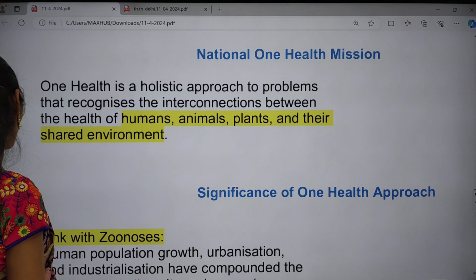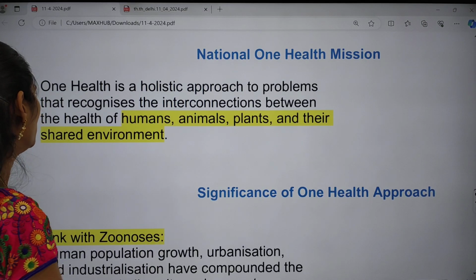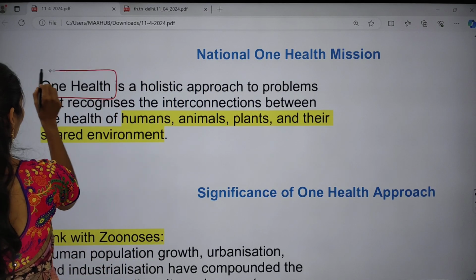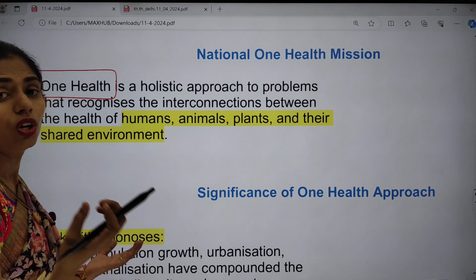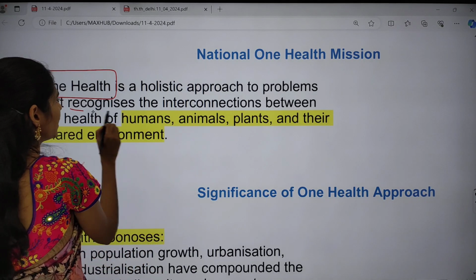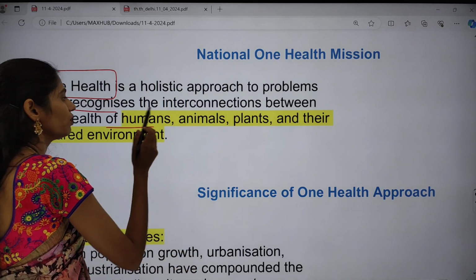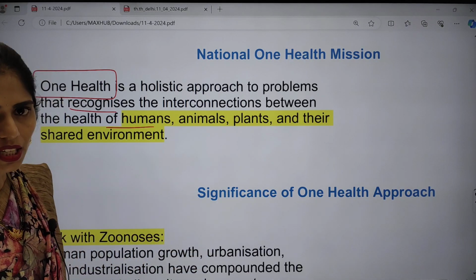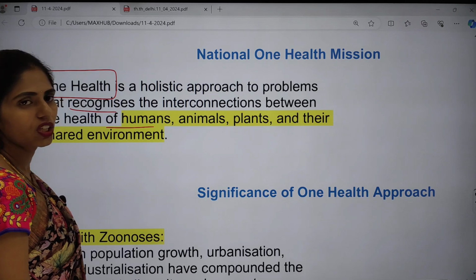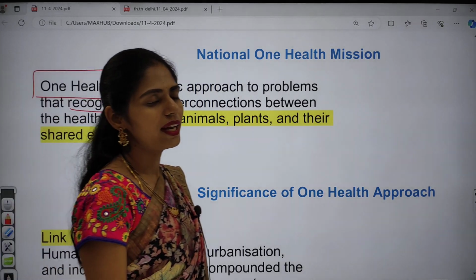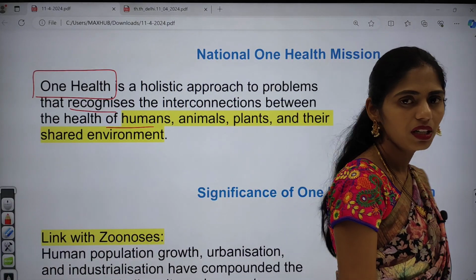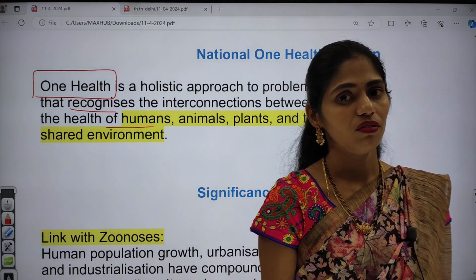So this is called the National One Health Mission. One Health is a very holistic approach to problems that recognizes interconnection. There is interconnection between the health of humans, animals, plants and their shared environment, because you know that a human being is a social animal who interacts with the environment.